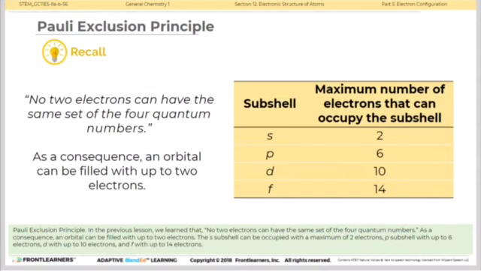Pauli exclusion principle. In the previous lesson, we have learned that no two electrons can have the same set of four quantum numbers. As a consequence, an orbital can be filled up with two electrons. The s subshells can be occupied with a maximum of 2 electrons, the p subshells with up to 6 electrons, d with up to 10 electrons, and f with up to 14 electrons.